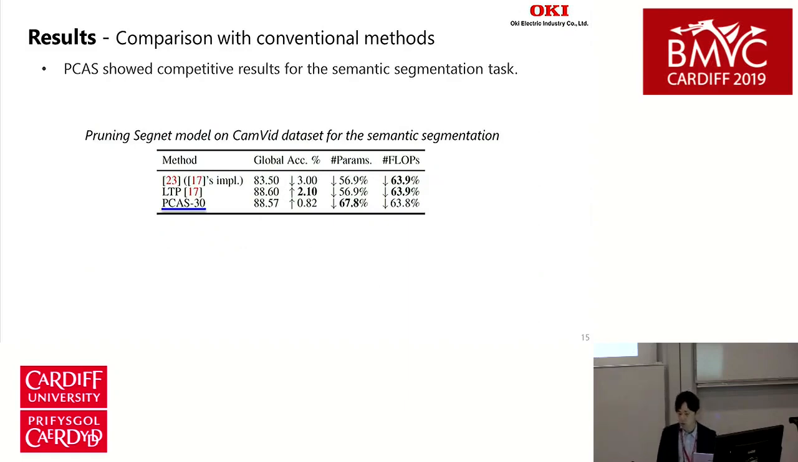Next, we performed evaluation on the SegNet model on the CamVid dataset for the semantic segmentation task. And this table shows the results in comparison with the reinforcement learning based method. We confirmed that PCAS was able to achieve about 10% reduction in the number of parameters compared with the conventional methods that had the same level of accuracy and variations in FLOPs.